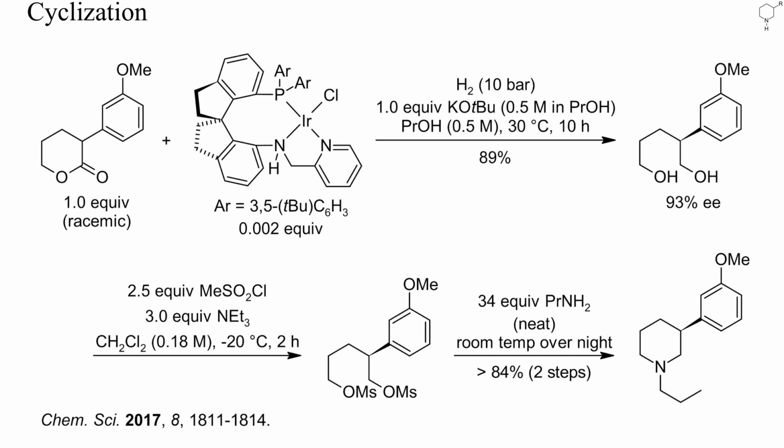Here, an enantiomerically enriched 1,5-diol was prepared by hydrogenation and simultaneous dynamic kinetic resolution of a lactone with a chiral iridium complex and 1 equivalent of potassium tert-butoxide. Conversion of the diol into a dimesylate followed by reaction with propylamine yielded the expected piperidine.